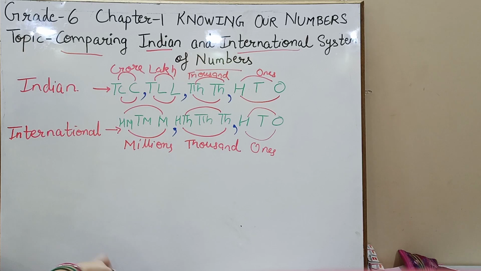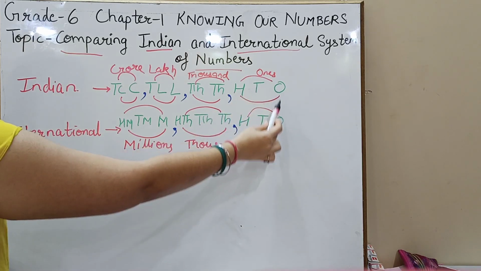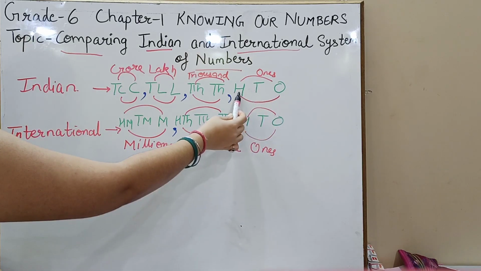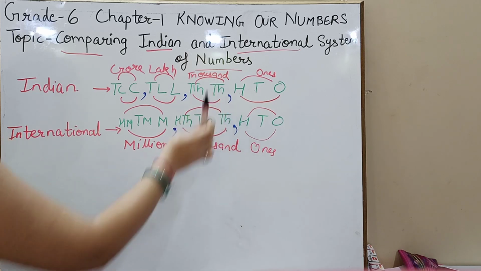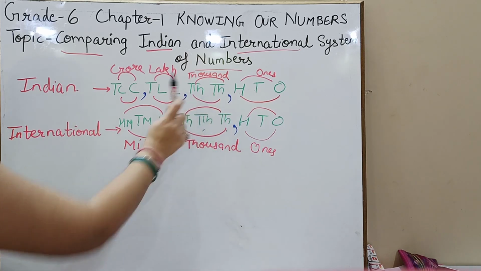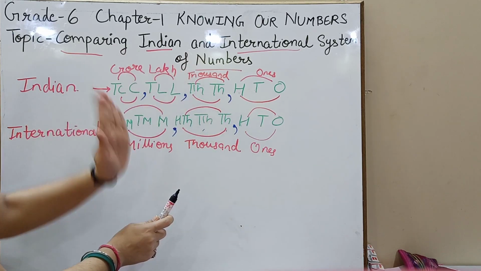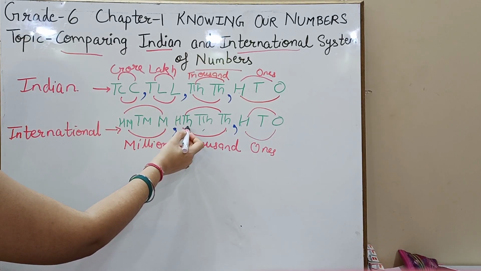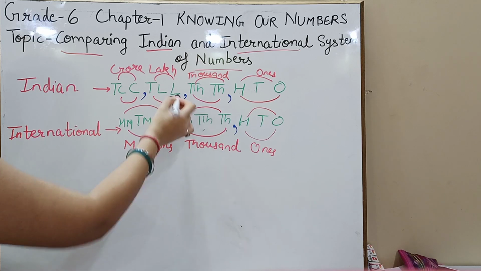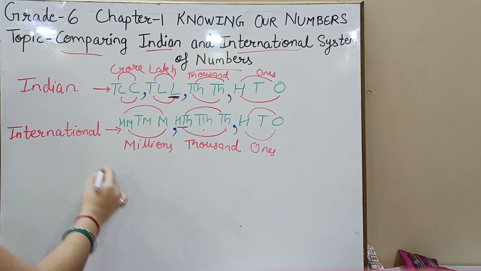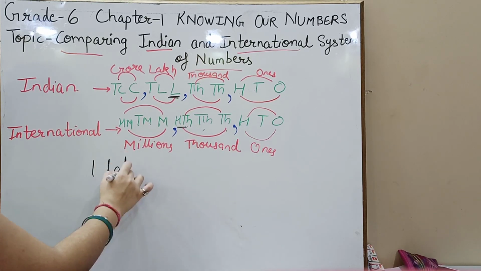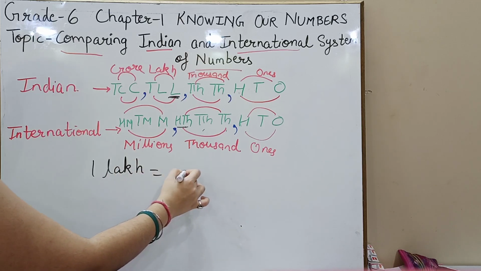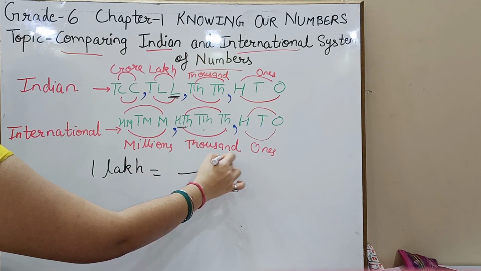Now when we are comparing these two, as you can see there is ones, ones, tens, tens, 100, 100, 1,000, 1,000, 10,000, 10,000. Till here everything is similar. But when we move to 100,000, now here 100,000 will be equal to 1 lakh. So if I say 1 lakh is equal to how many thousands?